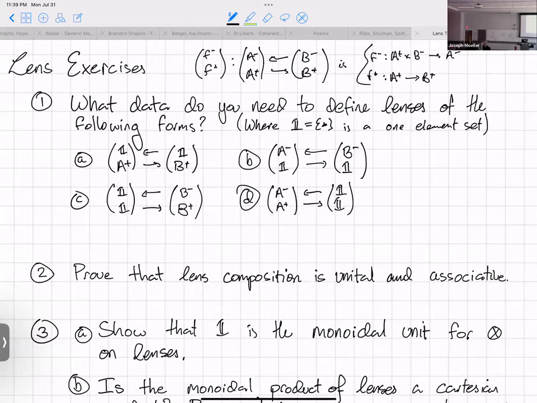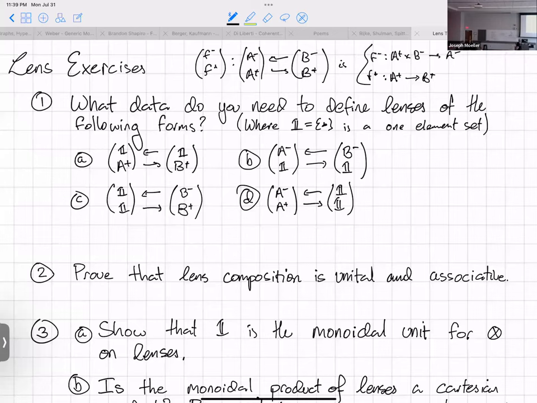I'm not sure what I mean. I use circ for the composite. I just mean in the sense that if I have two lenses. Yes. And in fact, the next slide is lens composition. Because your case is an exercise.